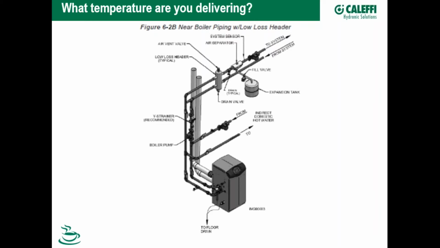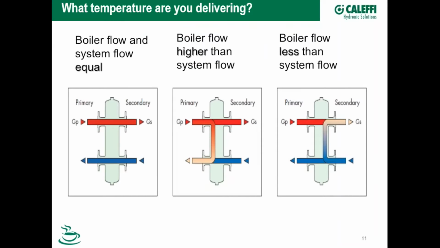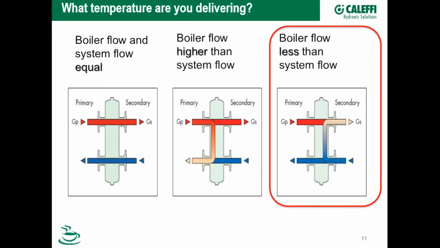But if I look at that primary, secondary, inside the hydraulic separator, I really have 3 different flow combinations that can happen. What I really want to talk about is this one over to the right-hand side: the boiler flow less than the system flow. What happens here is, because of the boiler flow being less than the system flow, as you see in that diagram, return water will come up from the bottom of the return side of the hydraulic separator and mix with the boiler water coming out. And in this mixing process, it lowers the water temperature coming out to the system.